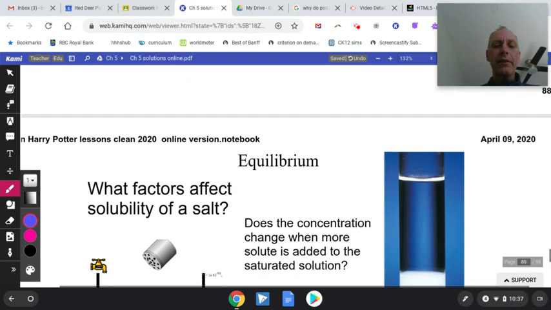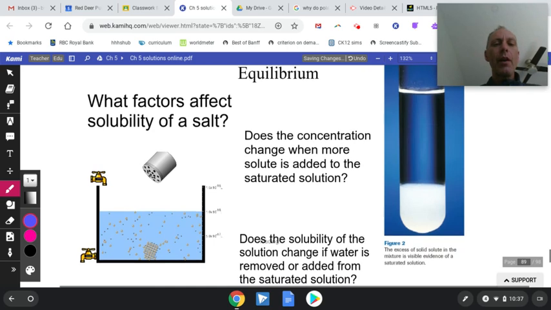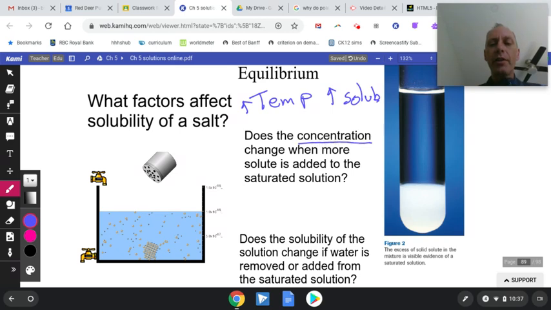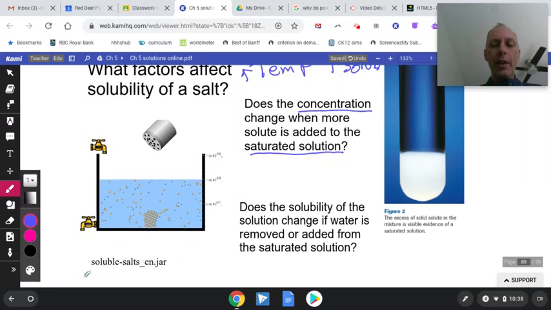Okay, today's lesson, equilibrium. What factors affect the solubility of a salt? So yesterday we looked at temperature. We know that temperature, or more specifically an increase in temperature, increases solubility. What about concentration? If we change the concentration and add more solute to a saturated solution, how does that affect its solubility? And secondly, does the solubility change if we add or remove water from the saturated solution?